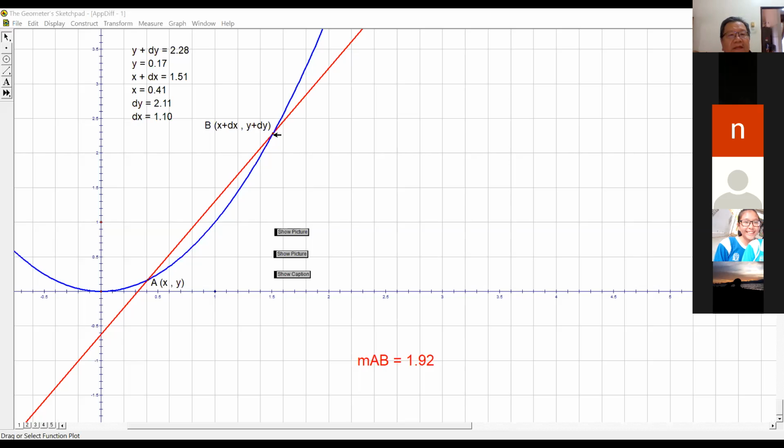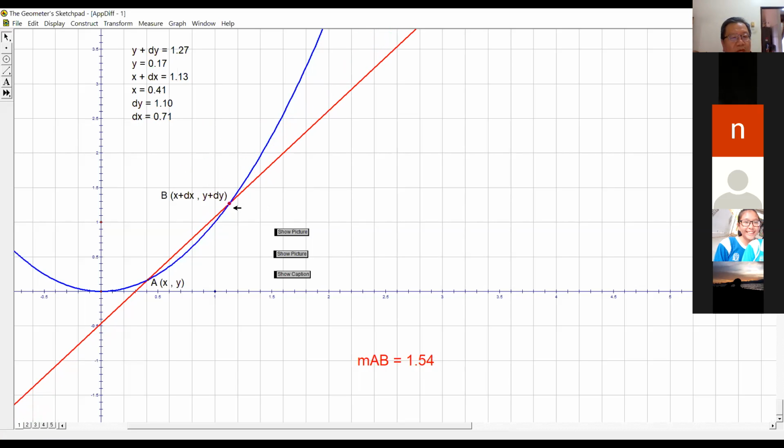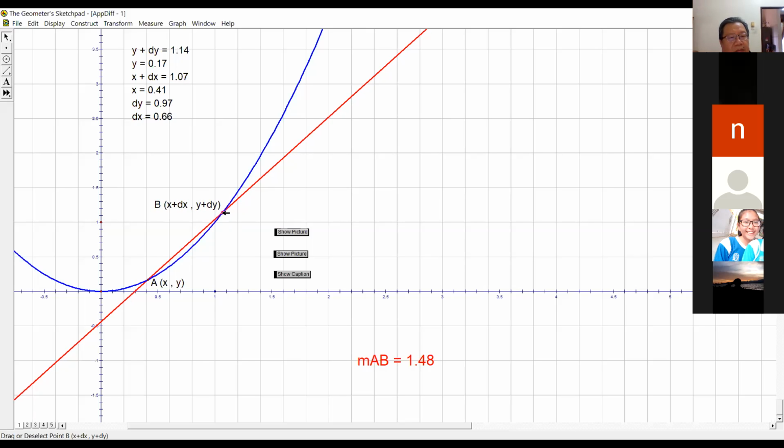And if I move this point B towards A, you see when I move this point, the numbers there all change. As B approaches A, delta X and delta Y approach 0. So as we move it, it continues to be a chord. This line AB is still a chord.